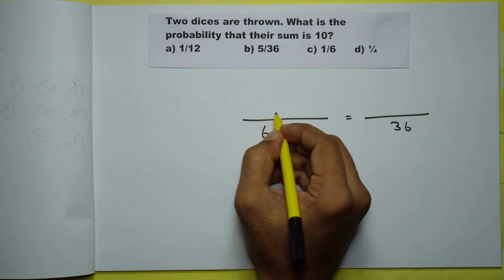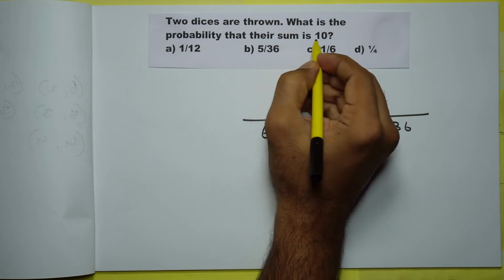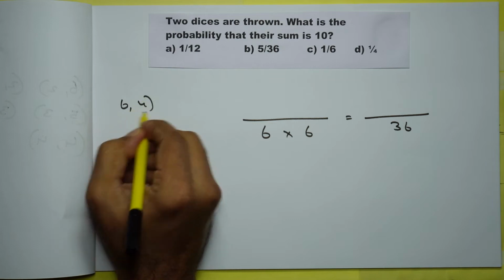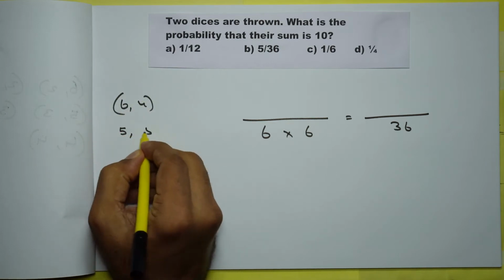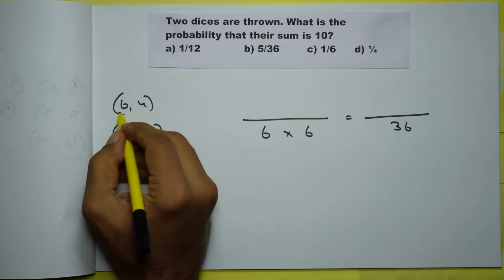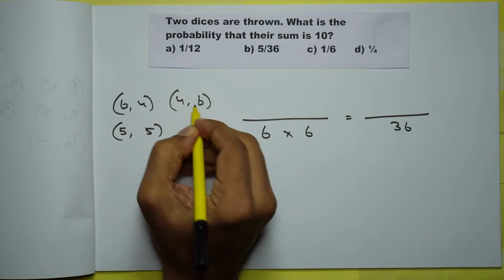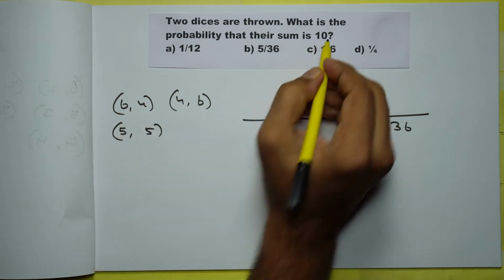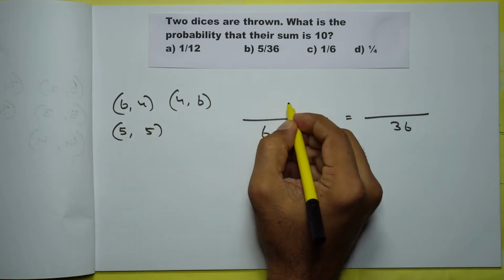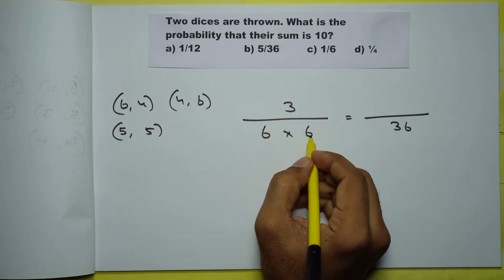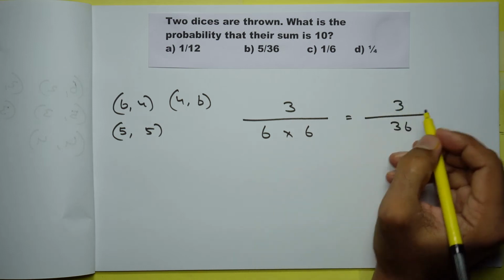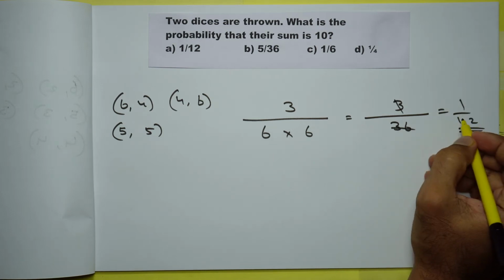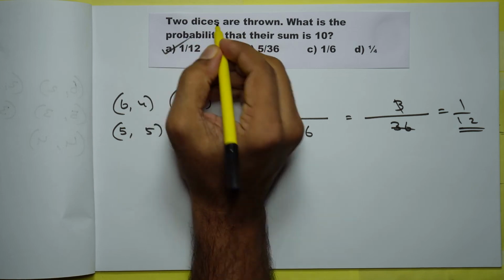Now next we will find out the number of favorable outcomes such that their sum is equal to 10. So one possible outcome is it can be 6 and 4. Another possible outcome is it can be 5 and 5. Also 6 and 4 can be interchanged. It can be 4 and 6. Now these are the only 3 favorable cases where the sum is equal to 10. So 3 out of 6 into 6, 36. So that is 3 by 36. Here 3 divides 12 times. So the final probability is 1 by 12. Hence option A, 1 by 12 is the right answer.